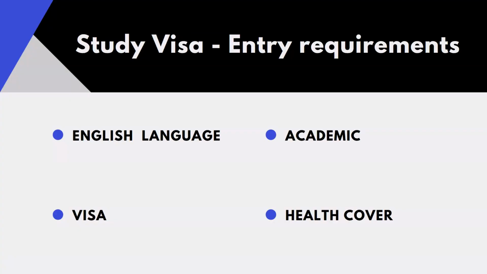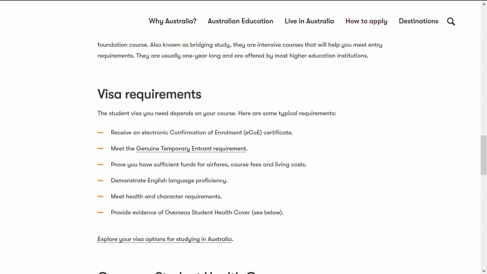The next main entry requirement is the visa requirement. Okay, so it says here that the visa requirements depend on the course that you enroll in, but typically you will need a confirmation letter from your school. You will need to meet the genuine entry requirement, meaning you need to prove that you are genuinely entering as a temporary resident for the purpose of studying only.